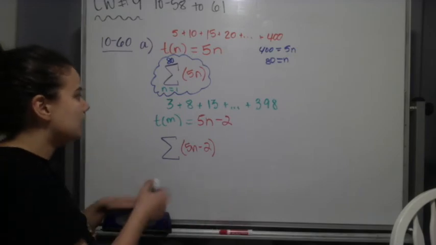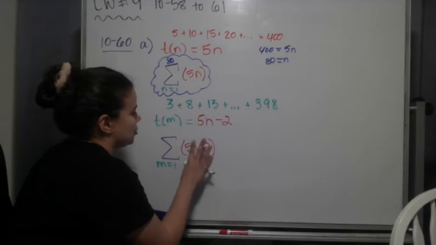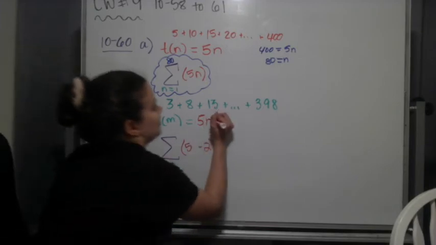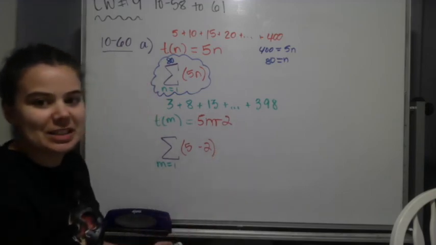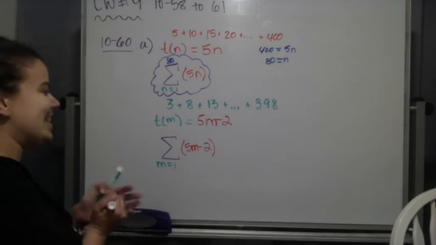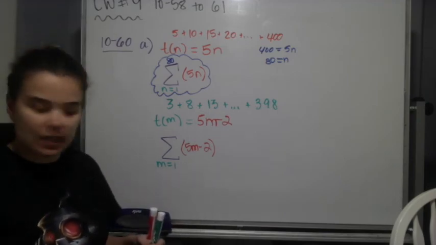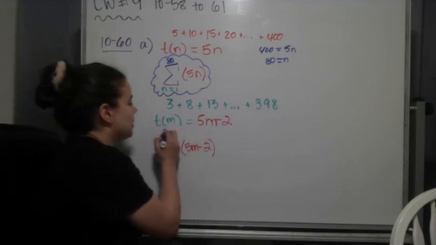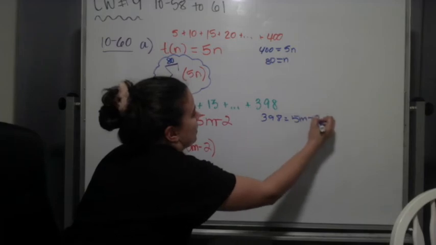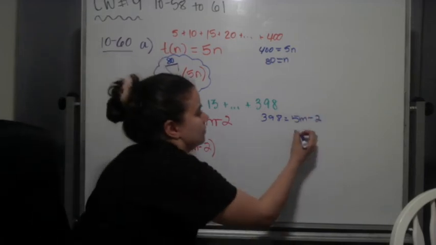And once again, we're going to start at the first term. We're going to use m, which I should have used here as well. I made this whole big deal about using m, and then totally didn't. Love that. Okay, there we go. And then we are going to go all the way up to 80 again. So you can do a quick calculation if you want. 398 equals 5m minus 2. Add 2, divide by 5, m equals 80.